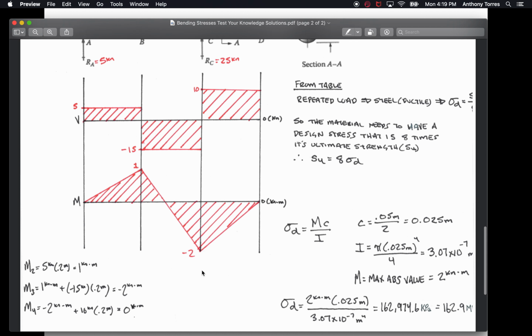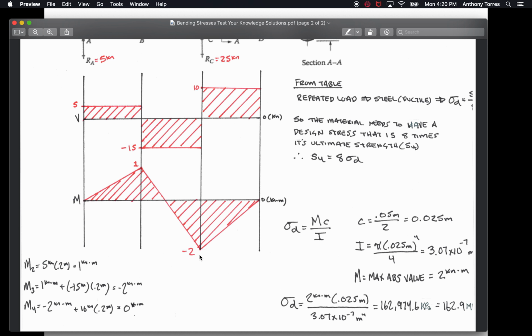I do the same process. Okay, I know it's an upward slope line here because it's a positive shear. I take off where I left off, negative 2 plus 10 kilonewtons times 0.2, the distance. That equals 0, so it closes out, and we're good. So that's our shear moment diagram.